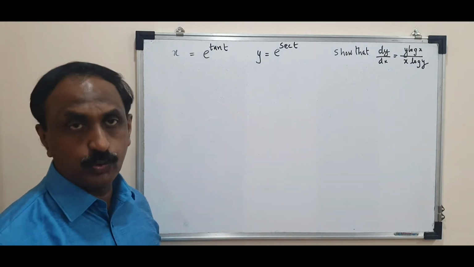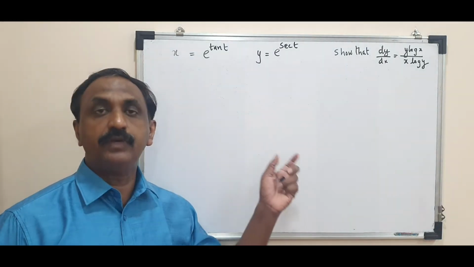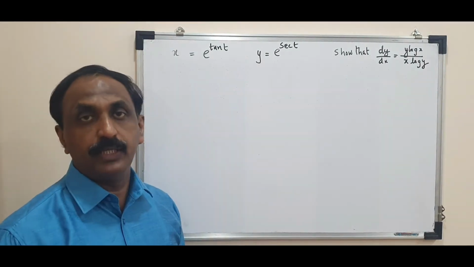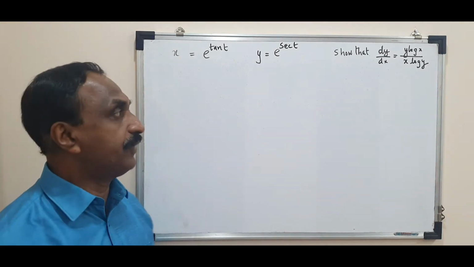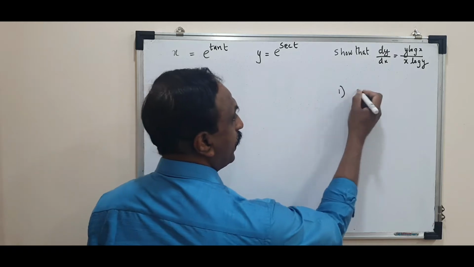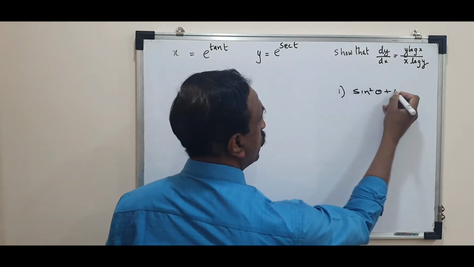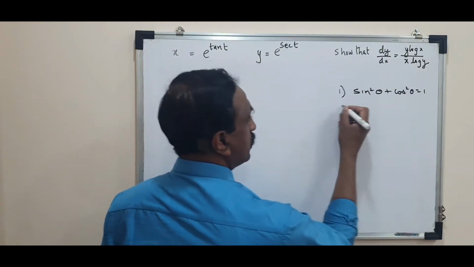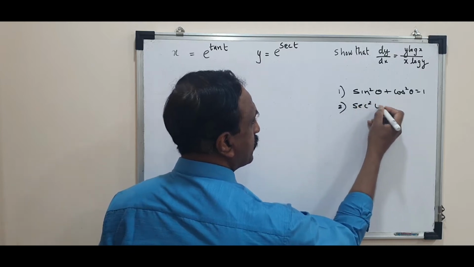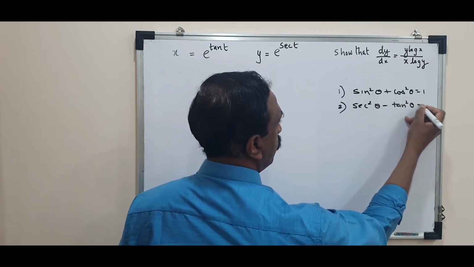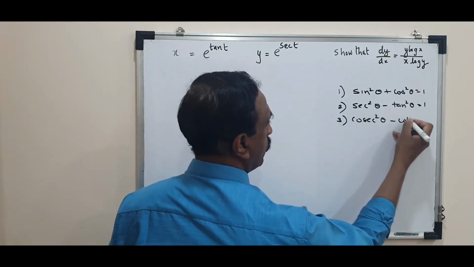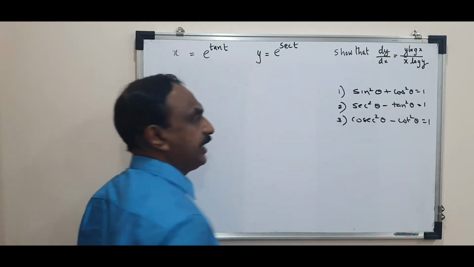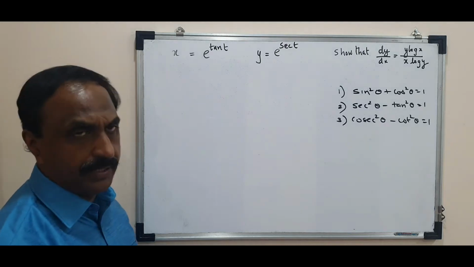There are different methods to do that. So you may find it a little difficult in this part, how to eliminate t. Depending on the function, we use different techniques. For example, whenever you have trigonometric functions, we use these three formulas. Sin square theta plus cos square theta is 1. Second formula, sec square theta minus tan square theta is 1. And third formula, cosec square theta minus cot square theta is 1. These are the usual formulae that we apply to eliminate the parameter.